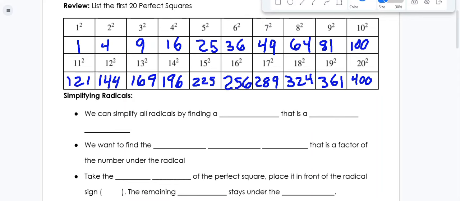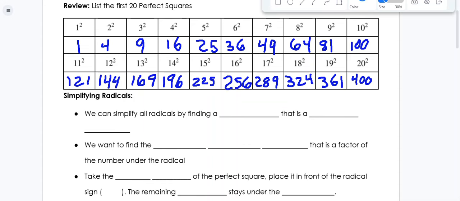Okay, hopefully you paused the video and hopefully you wrote down your perfect squares. If you didn't, here are the first 20 perfect squares. We have 1, 4, 9, 16, 25, 36, 49, 64, 81, 100, 121, 144, 169, 196, 225, 256, 289, 324, 361, and 400.